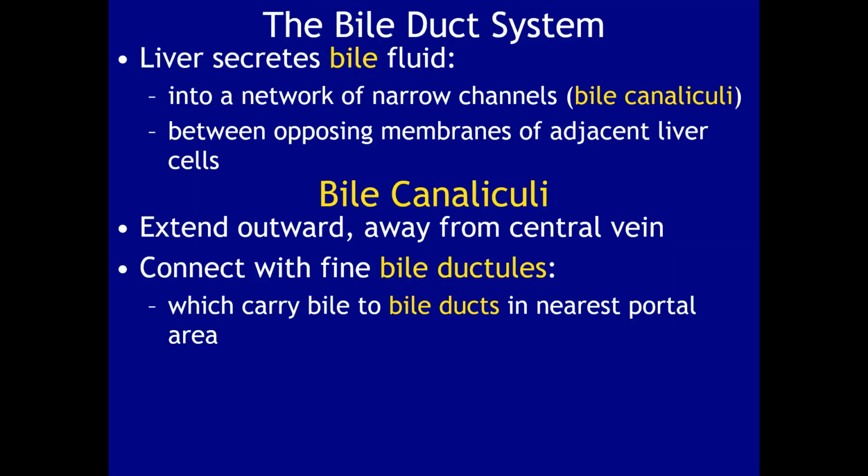So when we think about the liver, we need to think about bile. It has an incredible duct system. There are narrow channels, and you remember that narrow channels are also called canaliculi. And these bile canaliculi extend outward from the central vein, and they connect with the ductules that actually carry bile to the bile ducts.